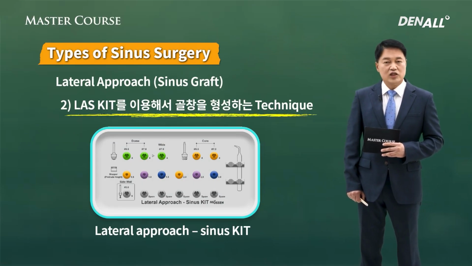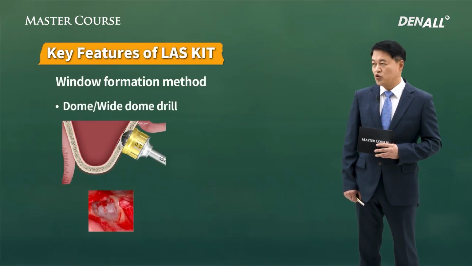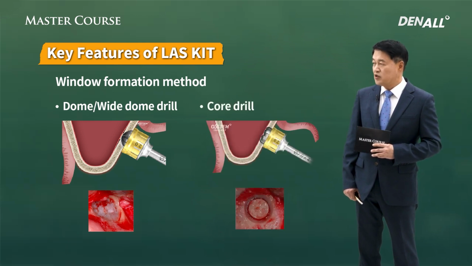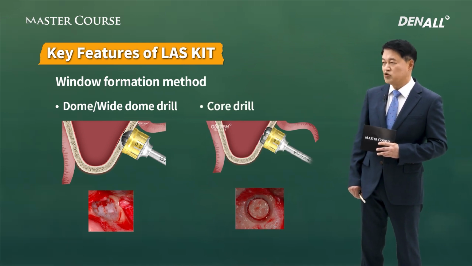When you do the lateral approach, you can use a lasket to form a window. There are 2 ways to do it. First, you can use a dome or wide dome drill and grind it thoroughly, or you can use a core drill for repositioning. You can remove it and then put it on once again.